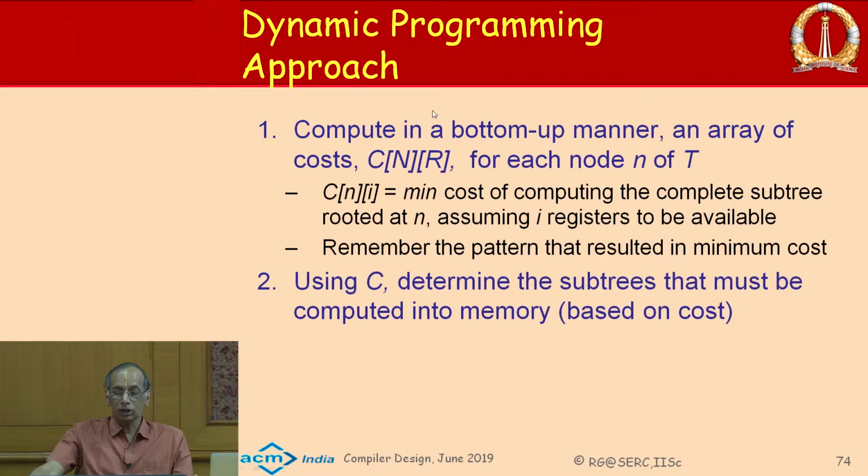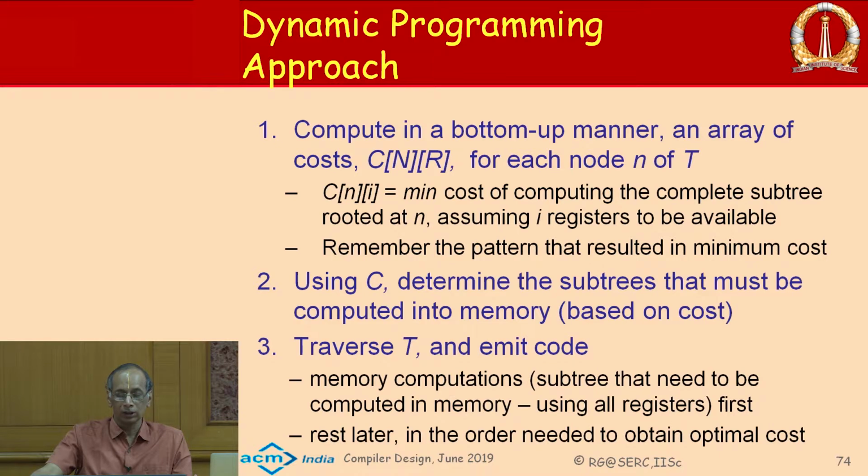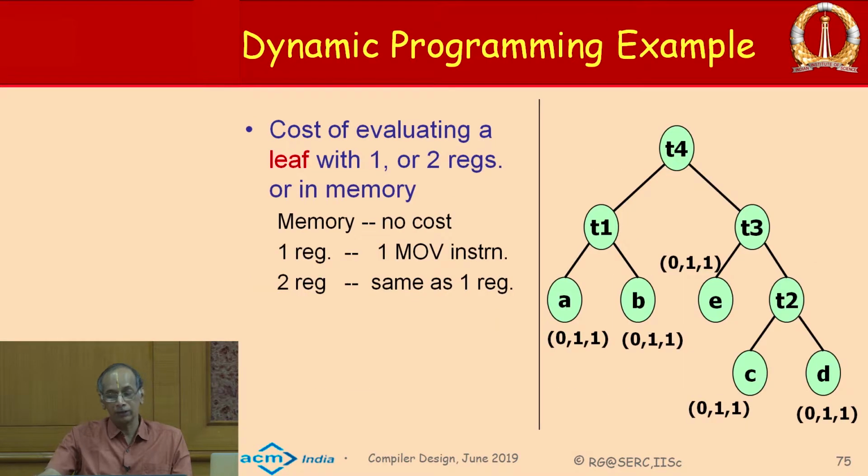Now, using this cost array, you determine the subtree that must be computed into memory. If any subtree requires to be computed into memory, then the code for that subtree has to be generated first, okay. And then of course, the rest of the tree, that is the order in which you are going to do it. Let us take the same example and start computing the cost for each of the nodes. Again, computing the cost is going bottom up.